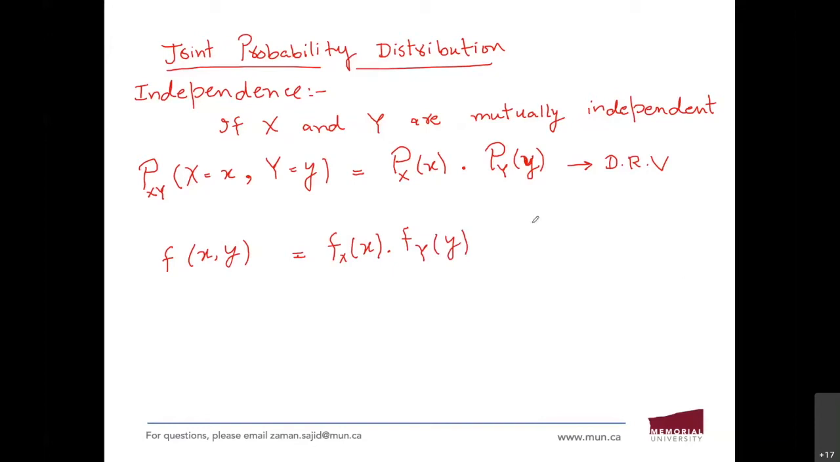Now this approach of taking the products of two probabilities when they are mutually independent is the same as you might have been doing in your statistics classes, that the probability of A intersection B will be equals to the probability of A times probability of B. Now the same concept applies here. If they are mutually independent, we just take the product of their probabilities. Now this second equation is for continuous random variable.